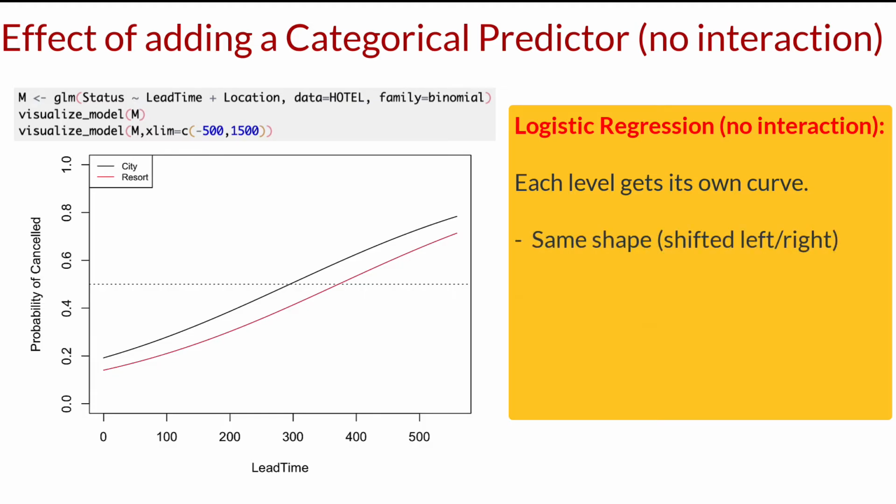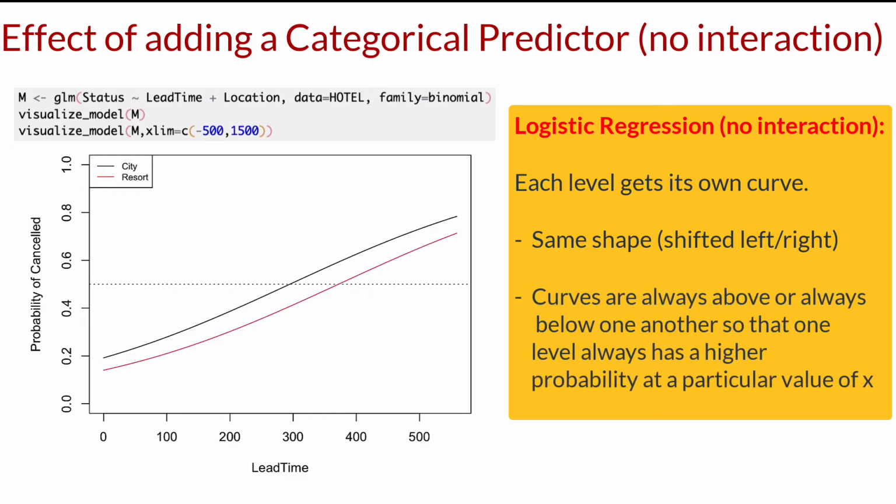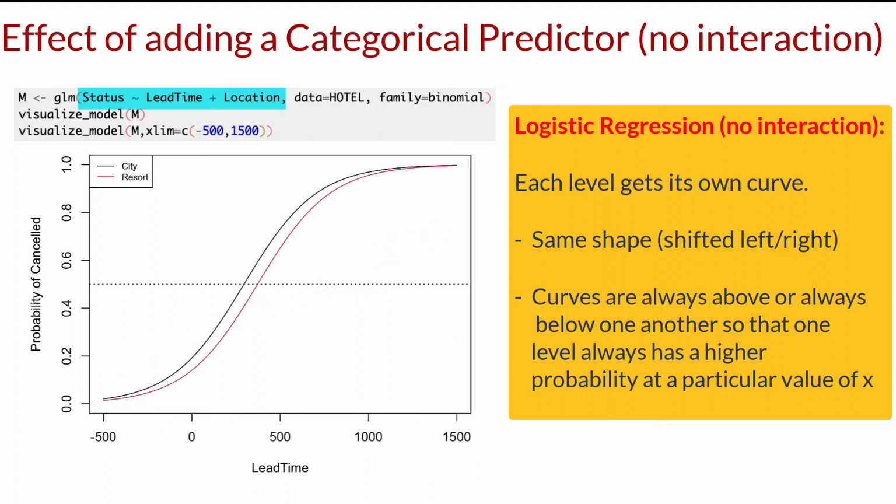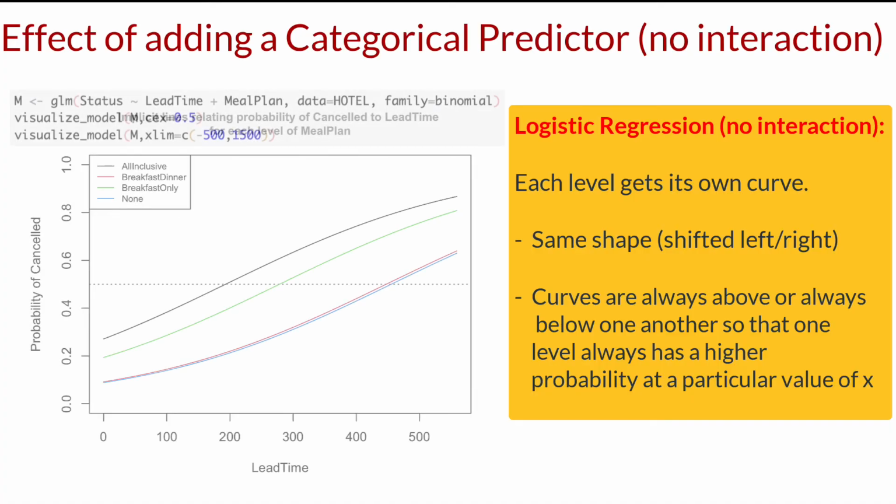And the implication of this is that one curve will always be higher than another or always below one another. So let's see what happens when we try to predict a booking status from its lead time and location, the city versus resort location here. So we see that at all lead times, the cancellation rate for city hotels is larger than for resorts. And zooming out a bit just to see the full curve, we actually do see that it's the same curve, the same S shape, it's just shifted left to right. Well, what about meal plan?